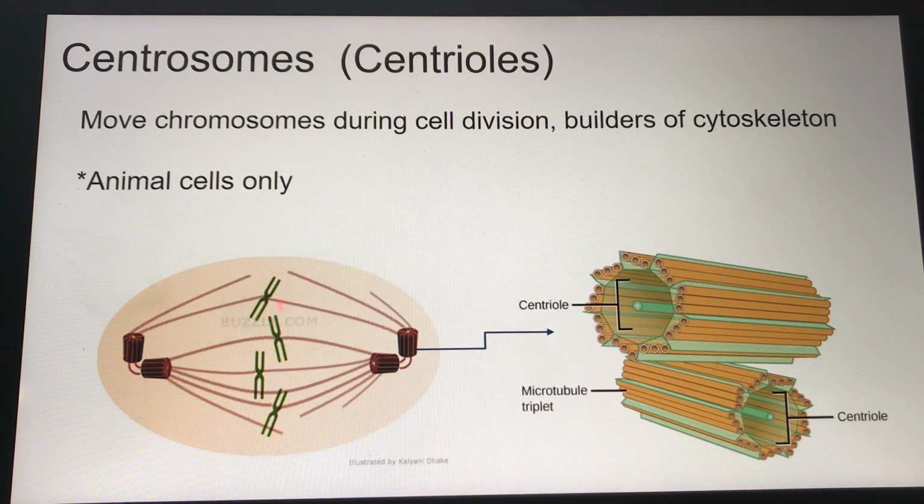So you'll see here in this picture, it is depicting a stage of cell division, which we'll learn more about later. These little chromosomes attach to the spindles here, and then the centrosomes move them along these spindles to the opposite ends during that cell division process.